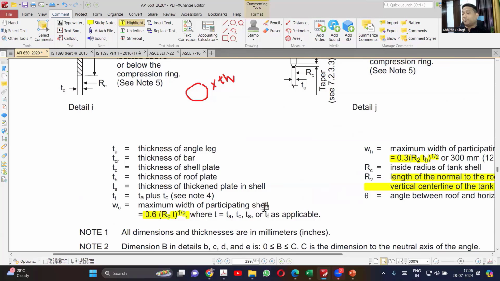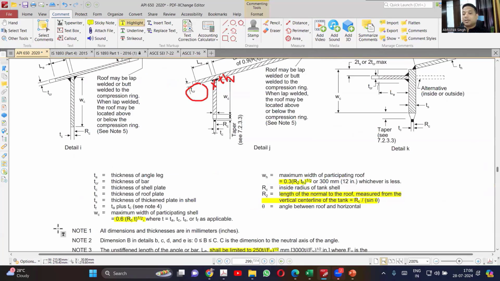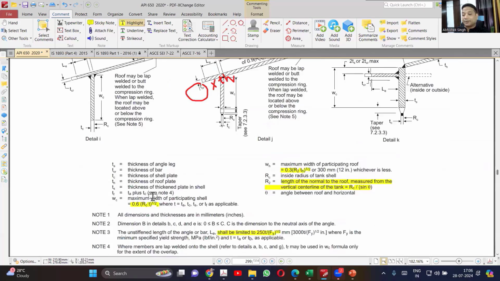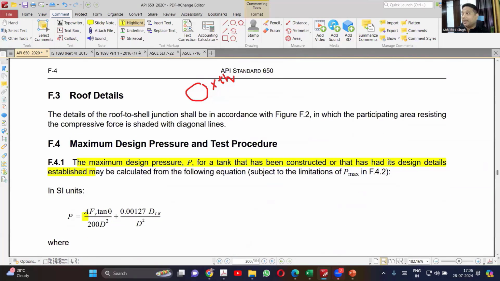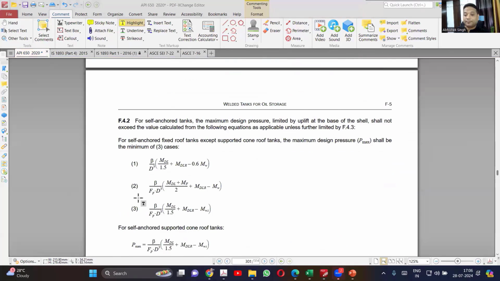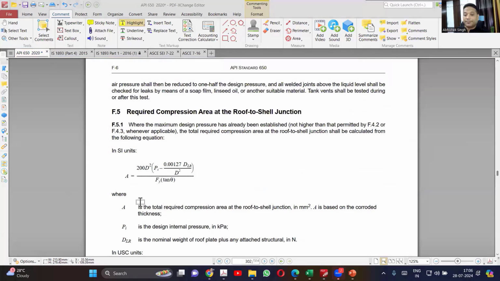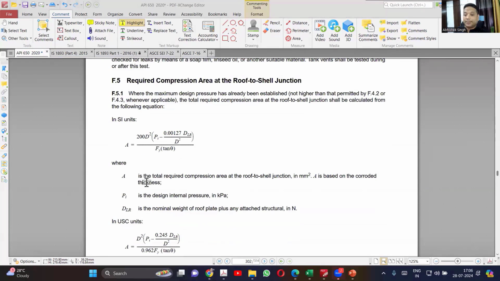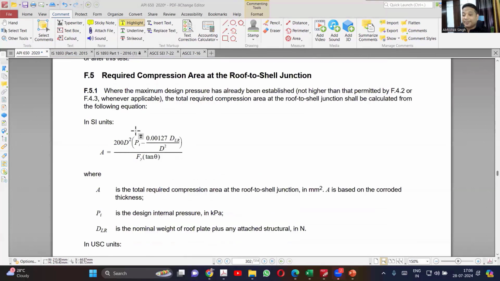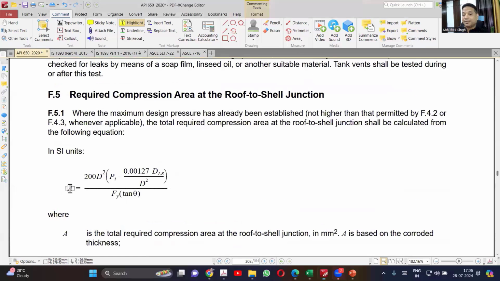This is the maximum width of participating shell. So this is just the area calculation. Okay. So you'll be calculating the participating area, and then you'll be comparing that with this. Okay. So whatever area you are calculating as a participating area, that should be more than this area.